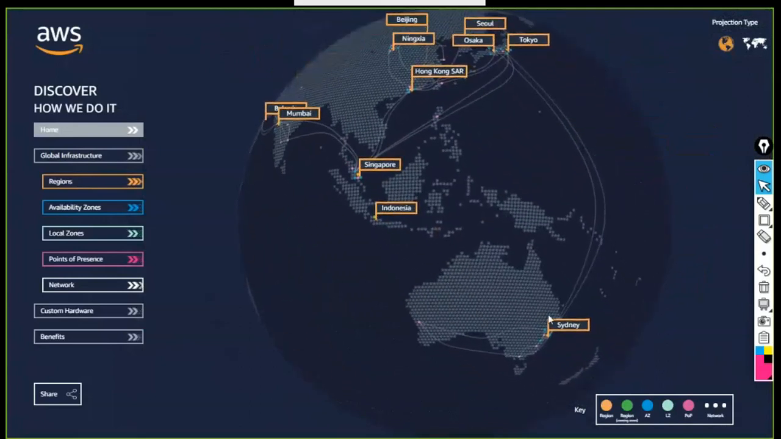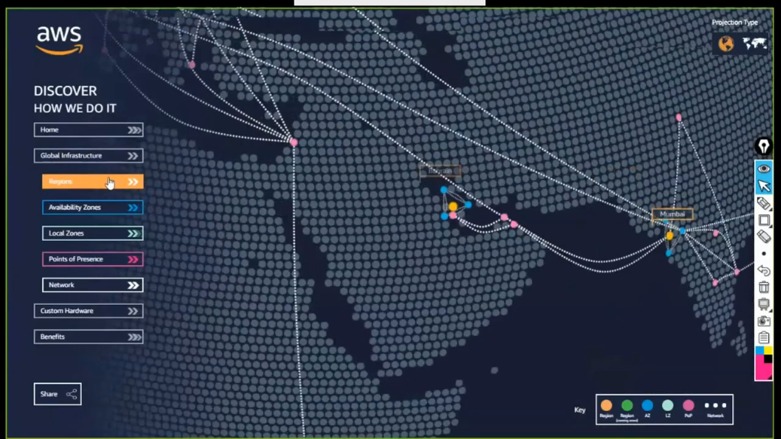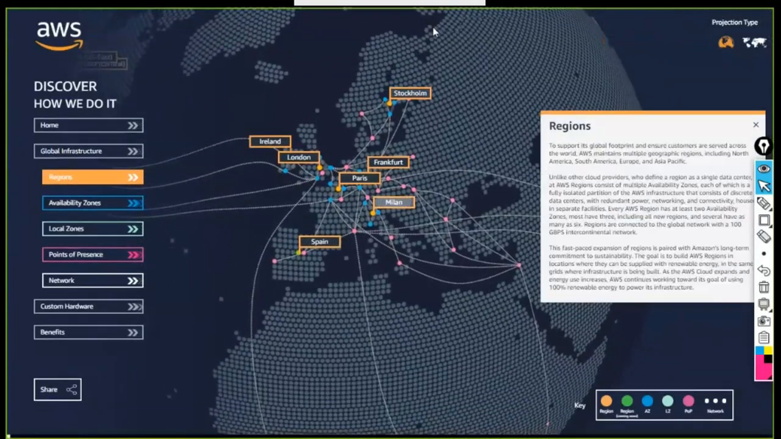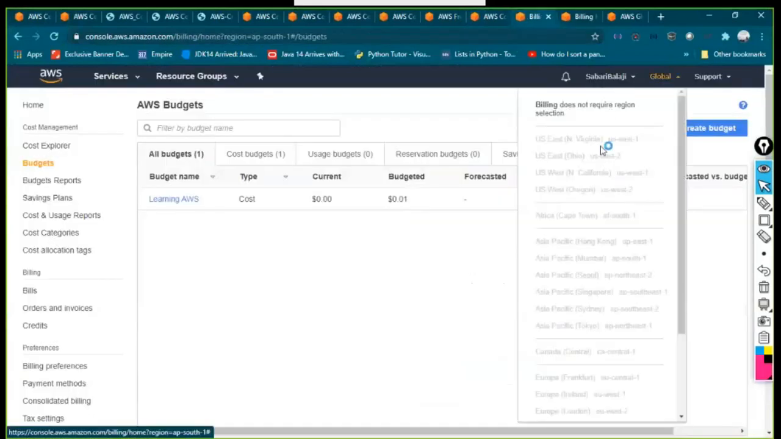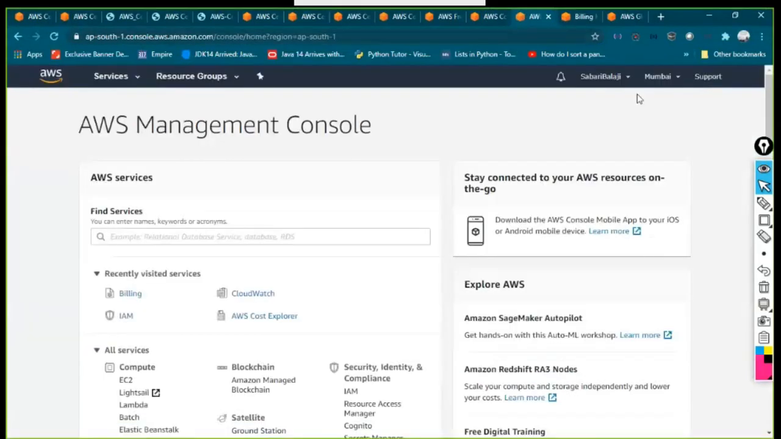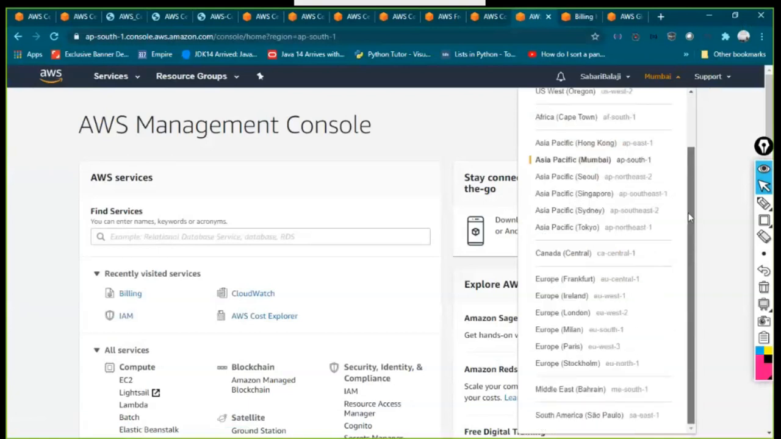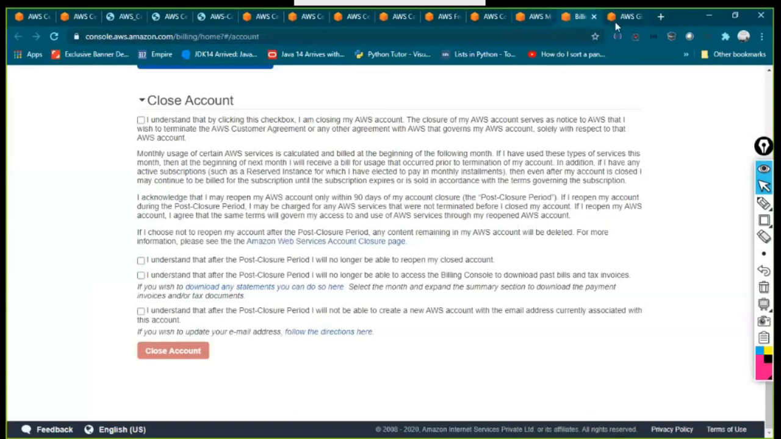So let's go for, let's say, Sydney. In Sydney, you have 3 availability zones. So what are these zones? If you look at my account, go to the account, you can see these are the regions, right? All these are regions, and in each region you will have the availability zones as well. We have a separate study for that because the questions will be asked from that area as well, the regions and availability zones.